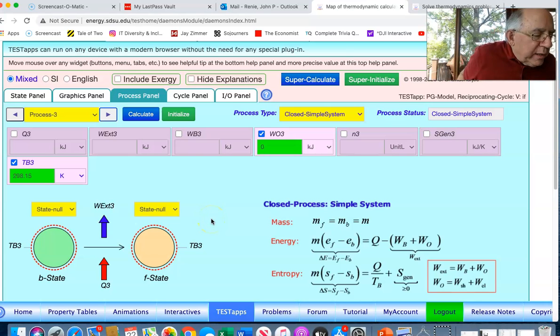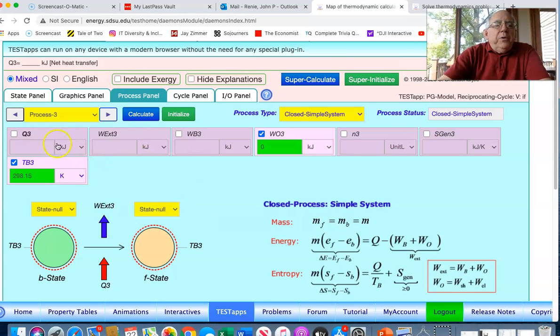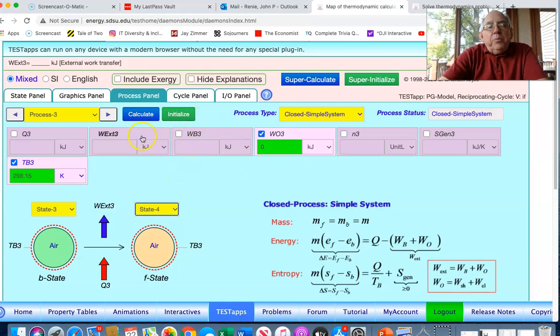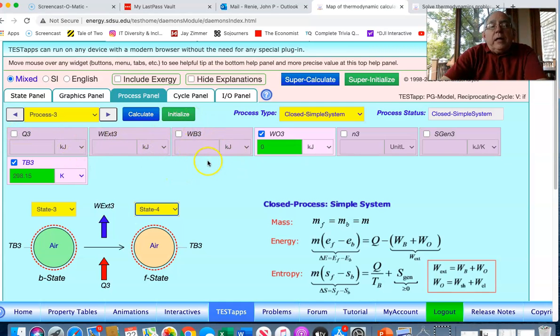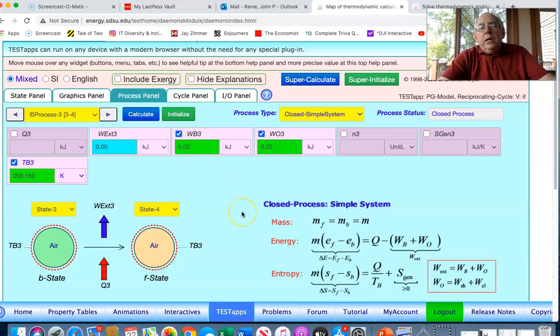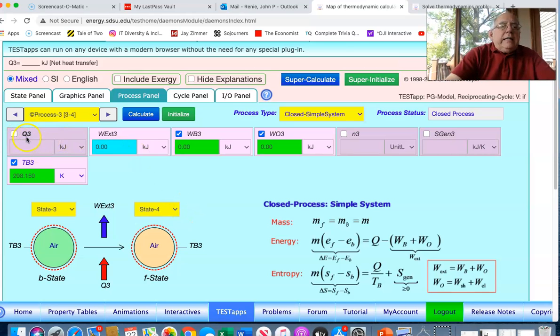And process 3 is the constant volume heat rejection. And so process 3 goes from 3 to 4. And again, there's heat rejection, and it's a constant volume process. And so the one thing we know about a constant volume process is that there's no boundary work. Okay, and so it will also calculate the heat transfer, the heat rejection.